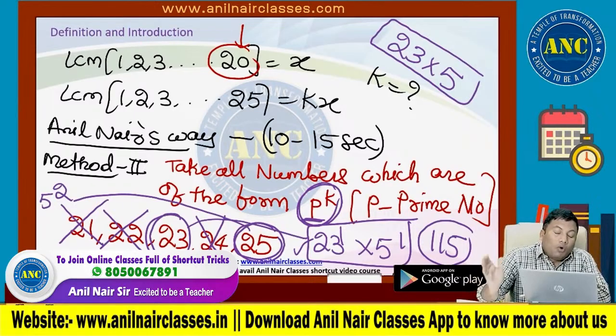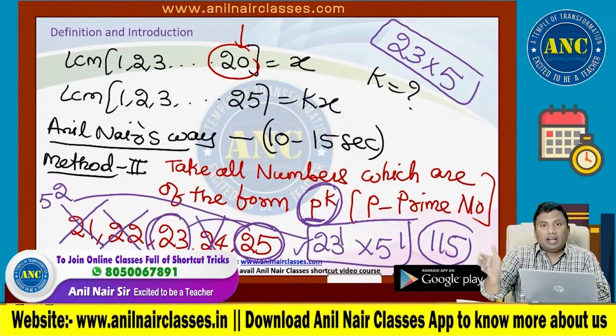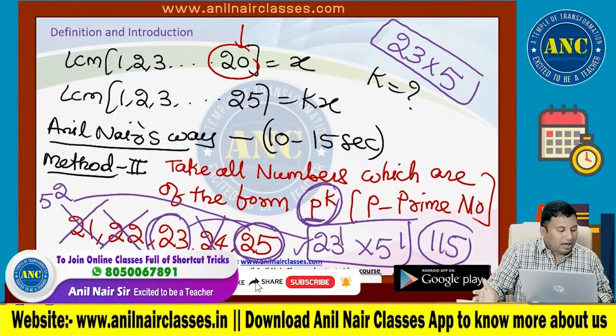115. Only take the numbers which are of the form p power k, where p is a prime number. Two more examples I will solve. It might not be clear in the first instance. Two more examples I will solve so that it will be clear to you.